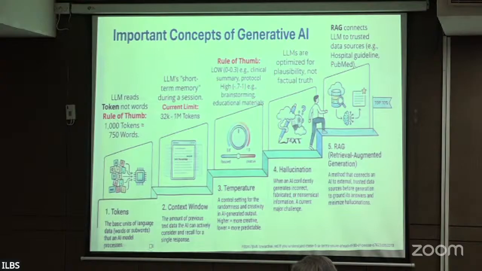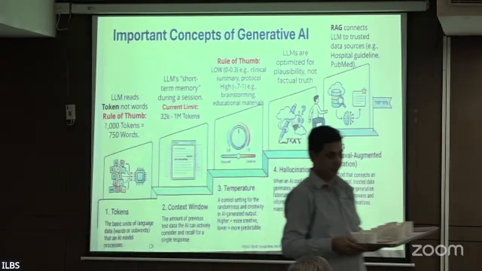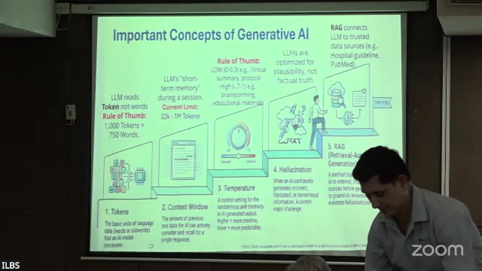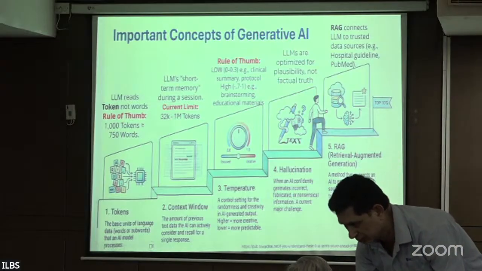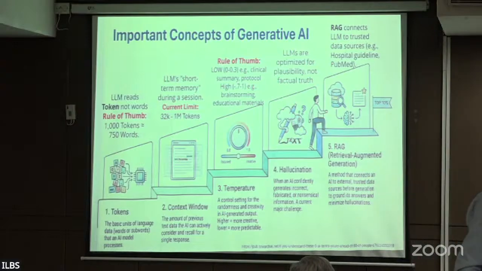The rule of thumb is to consider the low and high temperature setting. This is called temperature. Temperature is not the body temperature. Temperature here means how imaginative the LLM will be. When we are asking for a clinical summary or protocol, we should set a low temperature. But when we are generating an image or video, it can be very imaginative, so temperature will be very high. So temperature means how creative the LLM output can be.